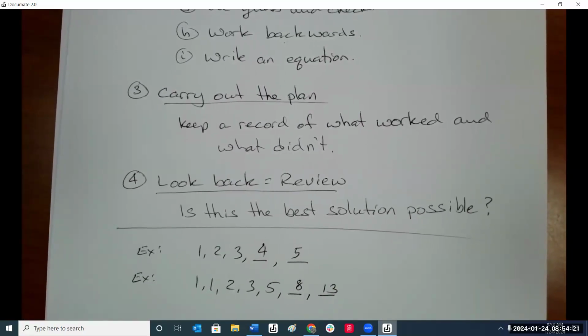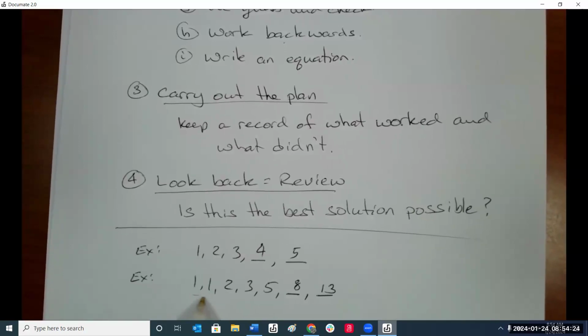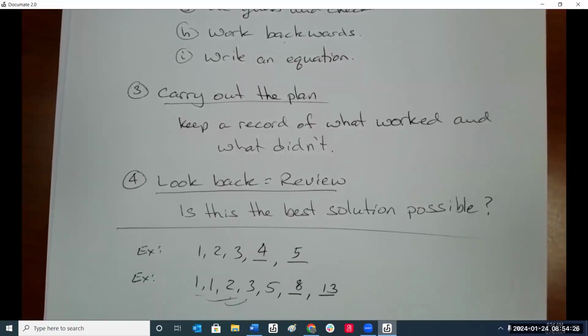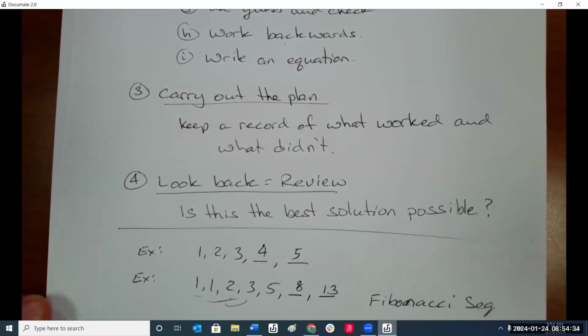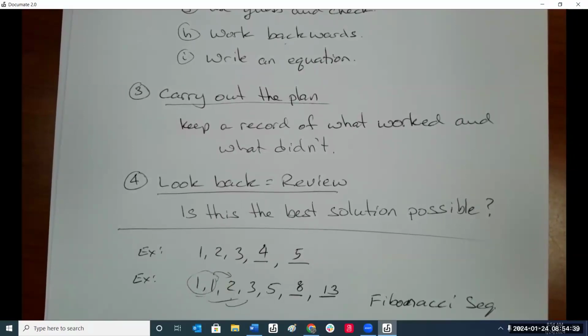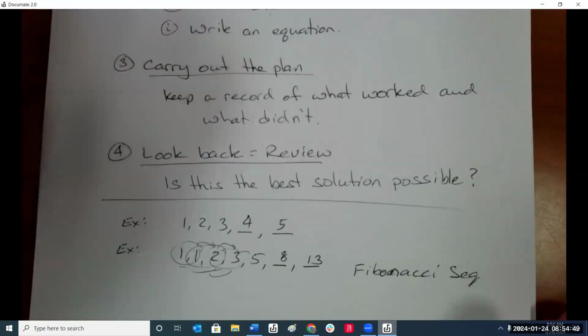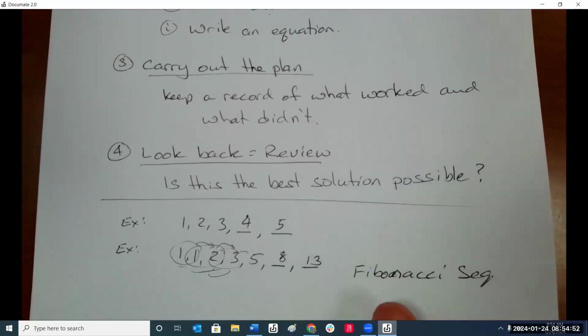How'd you get that? Fibonacci sequence. Yeah. Take the two before, add them together, you get that. Take the two before, add them, you get that. That's the Fibonacci sequence. There's a pattern. Remember, it said look for patterns.